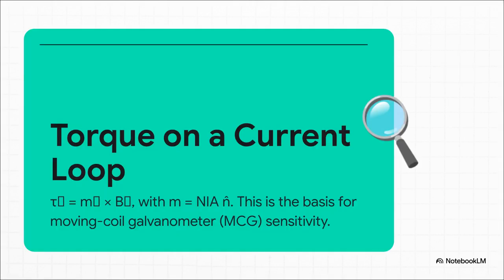And to round out our formula list, torque. You put a loop of current in a B field, and it's going to want to twist. That twisting force, the torque, is M cross B, where M is the magnetic moment. And listen, this isn't just some abstract formula. This is literally the principle that makes electric motors and things like the moving coil galvanometer work.